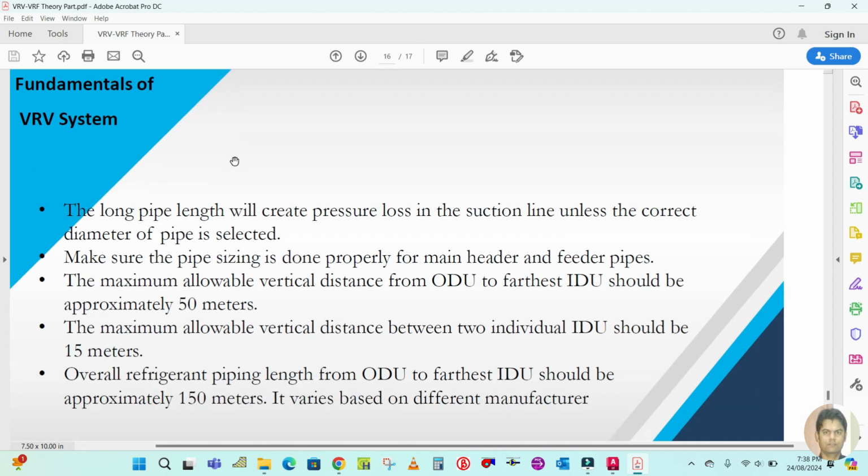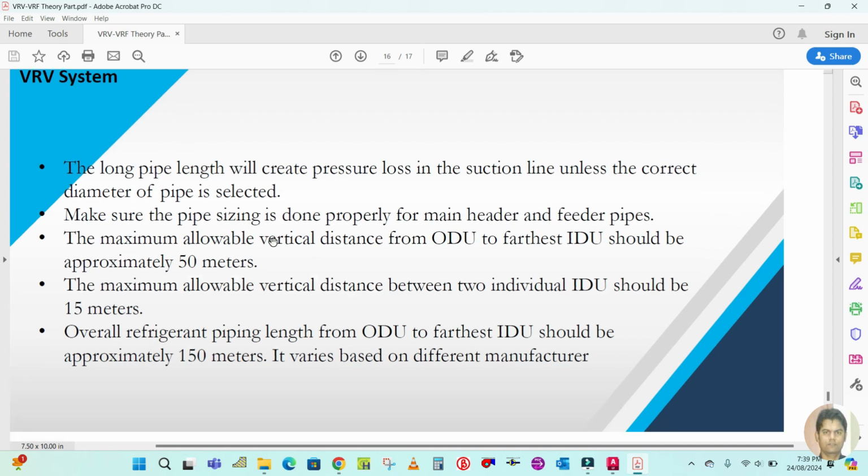The fundamental of VRF: the long pipe length will create pressure loss in the suction line unless the correct diameter of the pipe is selected. Make sure the pipe sizing is done properly for the main header and feeder pipes.